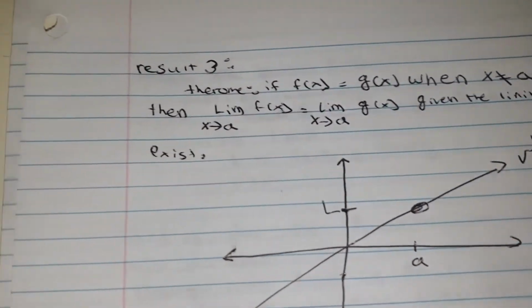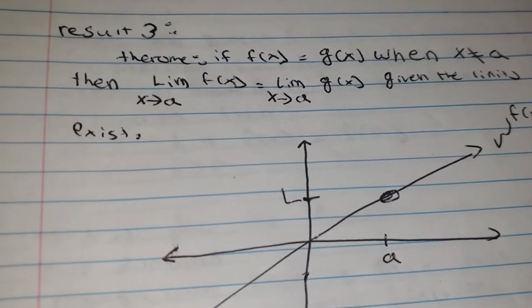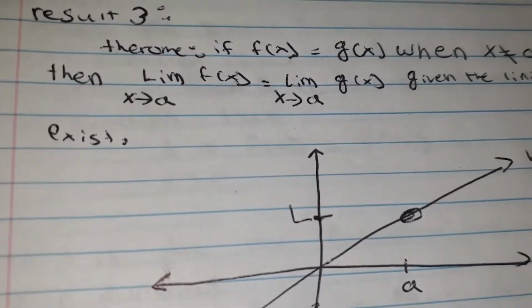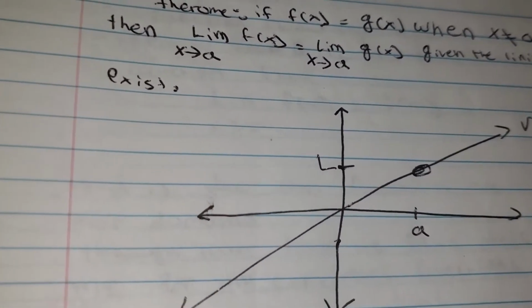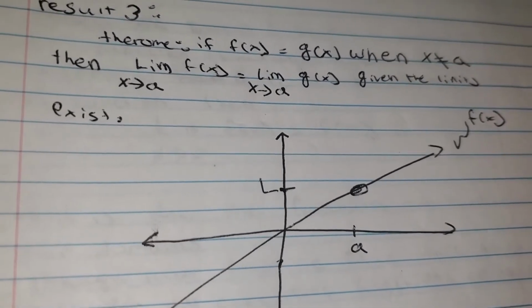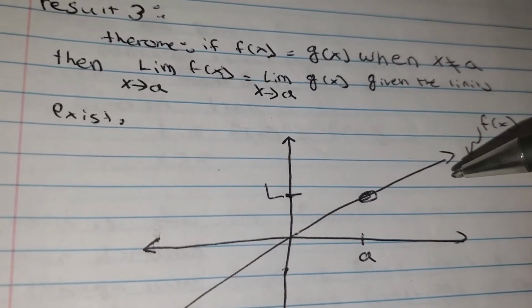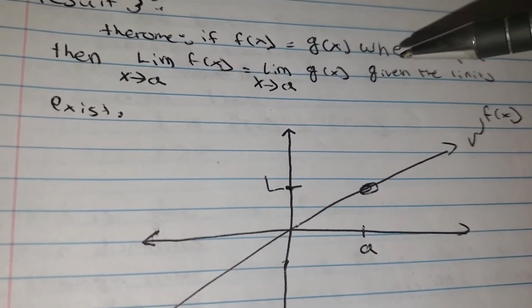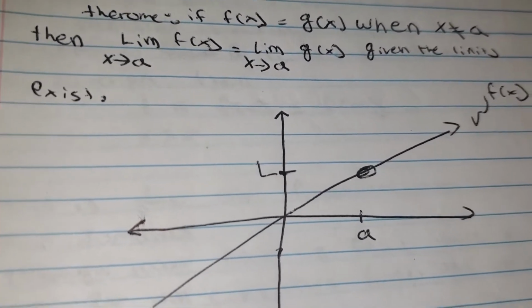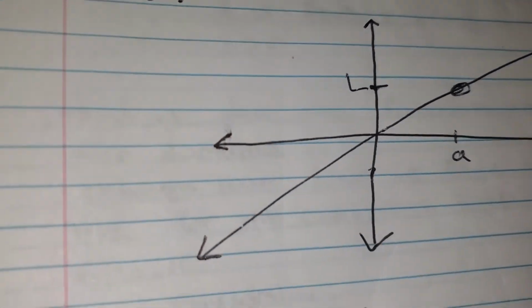All right, so our second result. In no particular order, I just numbered them differently. I have them out of order just because my notes are out of order. So pretty much, there's another theorem. If we have functions f of x and g of x, and they equal each other when x is not a, then the limit of f of x is equal to the limit of g of x if both limits exist. What does that mean?